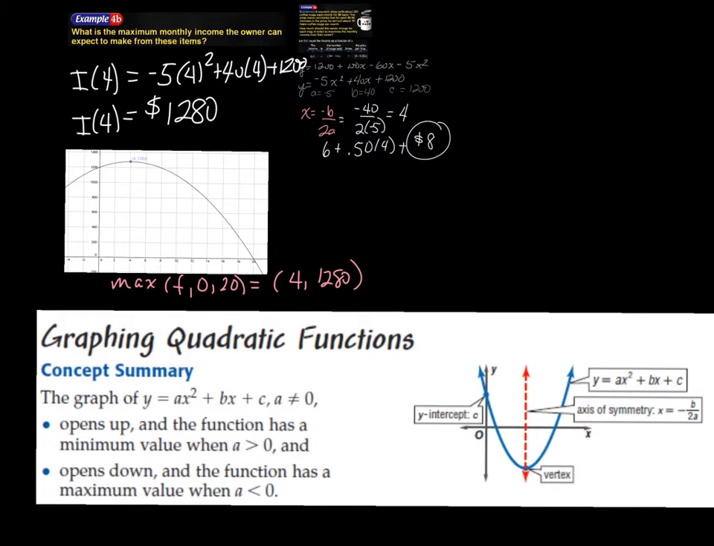The graph of y equals ax squared plus bx plus c, where a does not equal 0, opens up and has a minimum value when a is positive, and opens down and the function has a maximum value when a is negative.